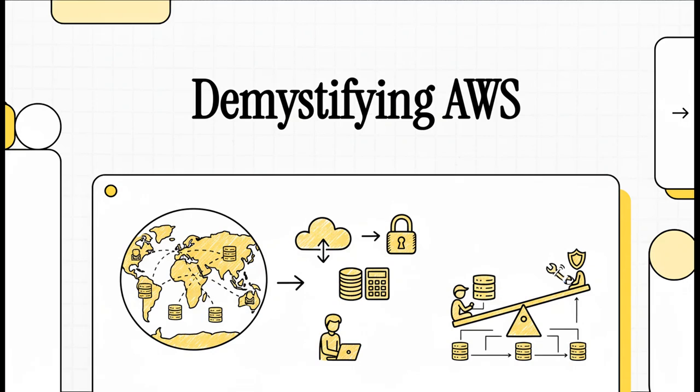Hey everyone, and welcome. Have you ever wondered how services like Netflix can stream movies to millions of people all at once? Or how your favorite apps on your phone just work seamlessly? Well, odds are the answer is Amazon Web Services, or AWS. It's kind of like the invisible infrastructure that powers a massive chunk of the internet. And today, we're going to pull back that curtain and see exactly how it makes our digital world tick.